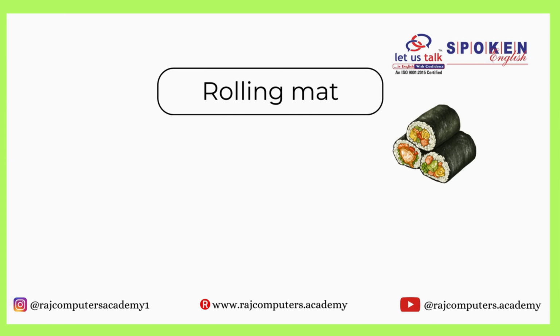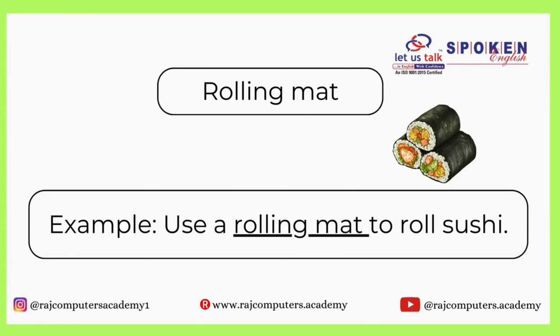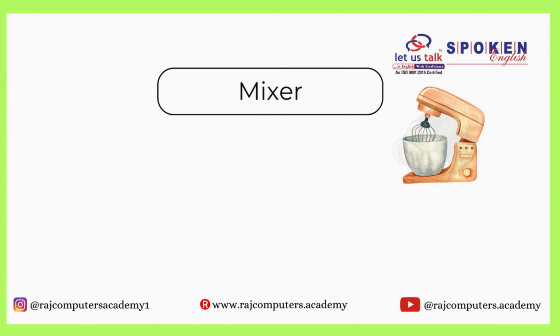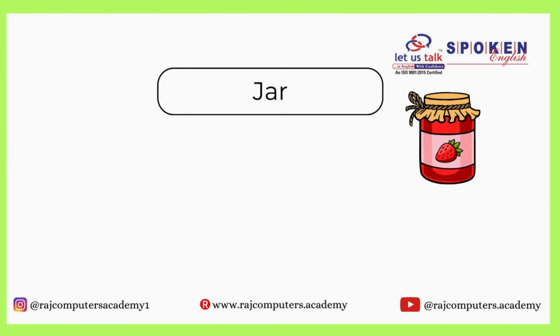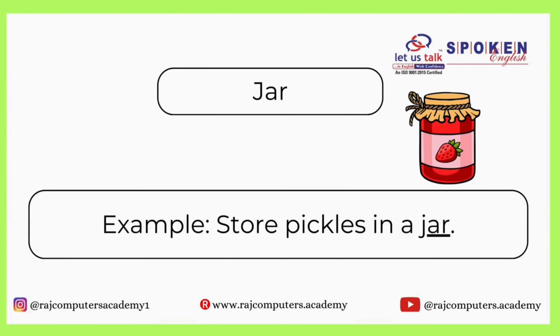Rolling mat. Example: use a rolling mat to roll sushi. Mixer. Example: mix the cake batter with a mixer. Jar. Example: store pickles in a jar.